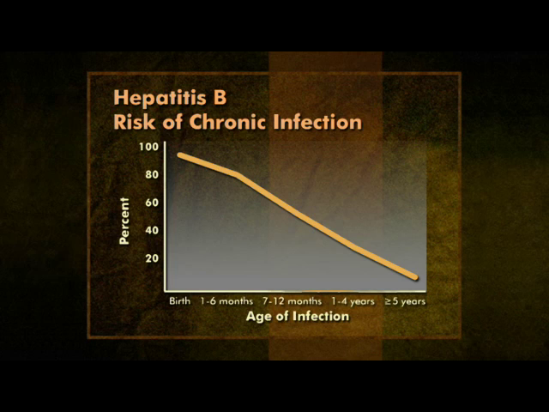Up to 90% of infants infected at birth will become chronically infected. 50% of infections at 1 year of age will become chronic. By about 5 years of age, the risk of becoming chronically infected approaches the adult risk of about 5%. Infection early in life is very dangerous because it frequently leads to chronic infection.